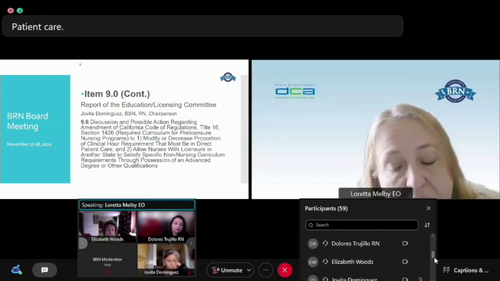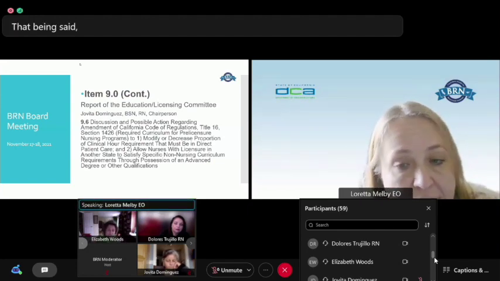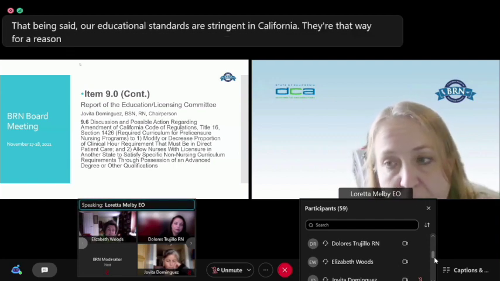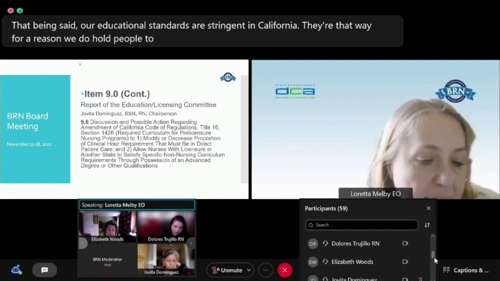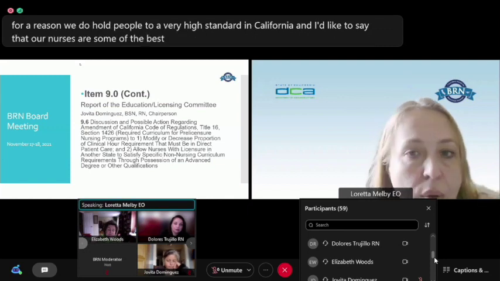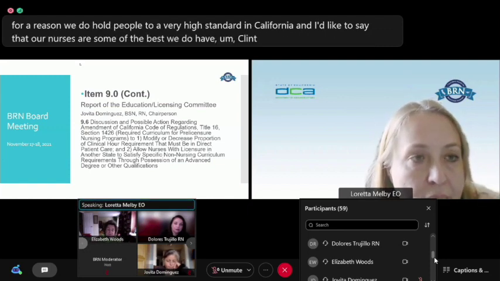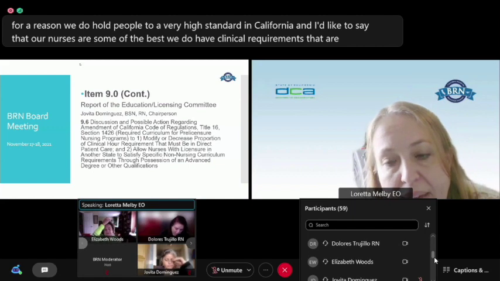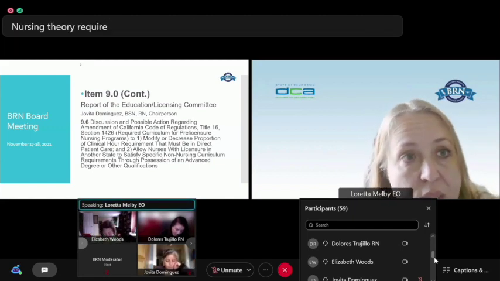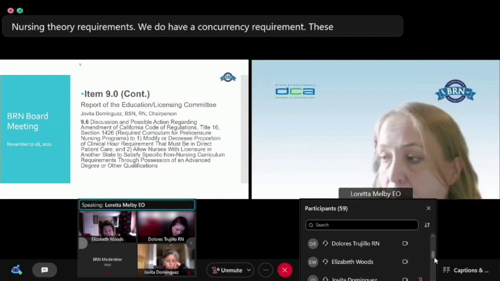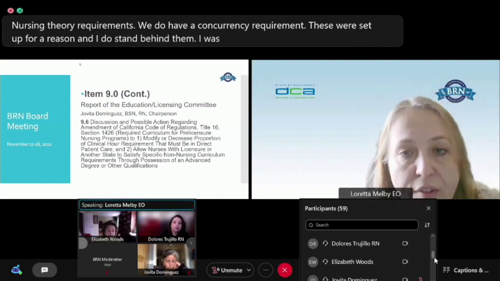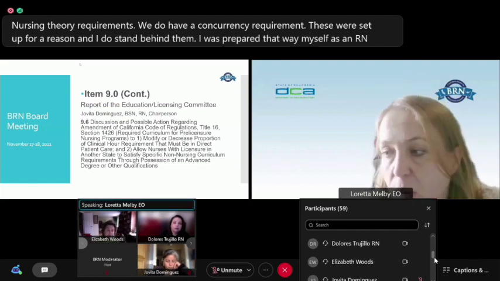That being said, our educational standards are stringent in California. They're that way for a reason. We do hold people to a very high standard in California, and I'd like to say that our nurses are some of the best. We do have clinical requirements that are robust. We additionally have nursing theory requirements. We do have a concurrency requirement. These were set up for a reason, and I do stand behind them. I was prepared that way myself as an RN in California under these specific education requirements.